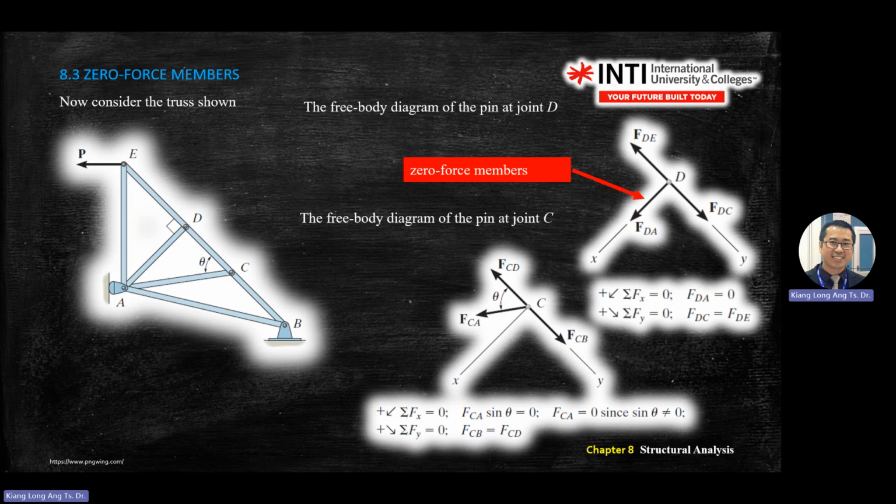At C, you draw the forces, all forces pointing out, and you do the analysis: sum of forces equals 0, x equals 0, y equals 0. You arrive at this one, FCA sine theta equals 0. Again, mathematically, sine theta cannot be 0, so FCA must be 0. And FCB equals FCD. So you know that this one has value, this one has value, and this one is 0. So this is a zero force member.